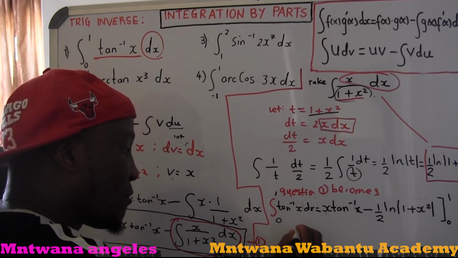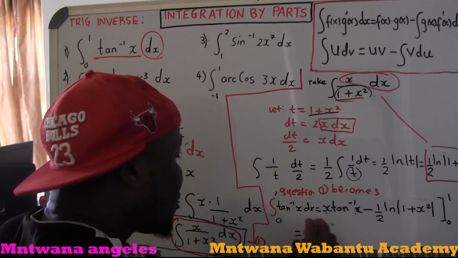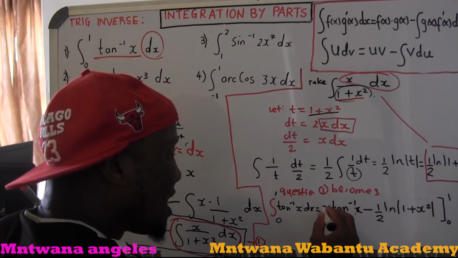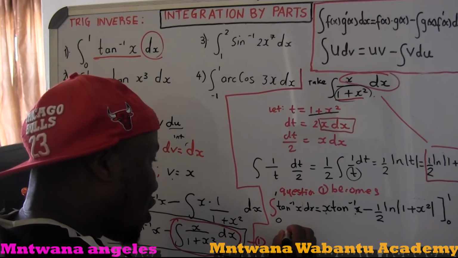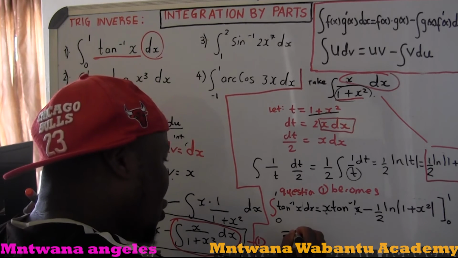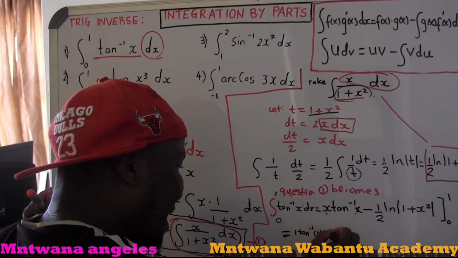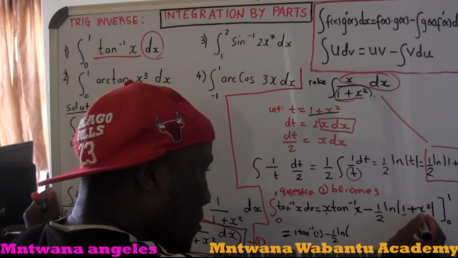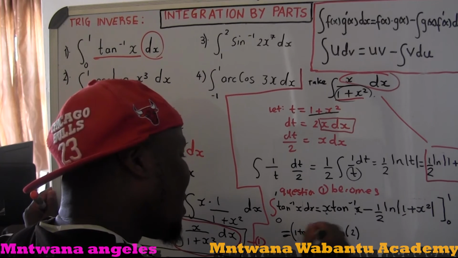So now take the upper limit, substituting all these values of x. Apologies, the upper limit is 1. So I'm going to take this 1 and plug it in for x. So this is going to become 1 tan inverse of 1 minus a half ln of 1 plus 1 squared. 1 squared is 1, so 1 plus 1 equals 2. Ln of 2.